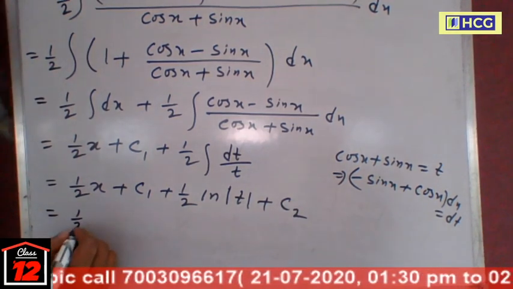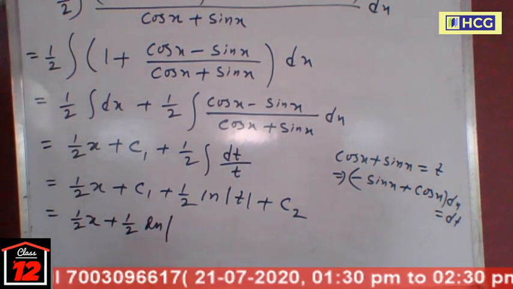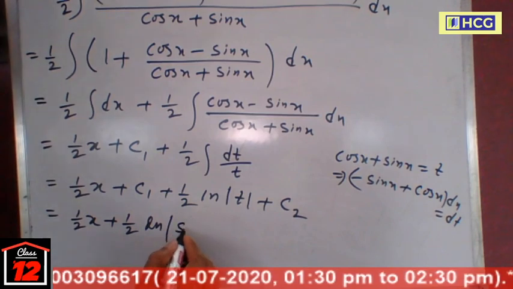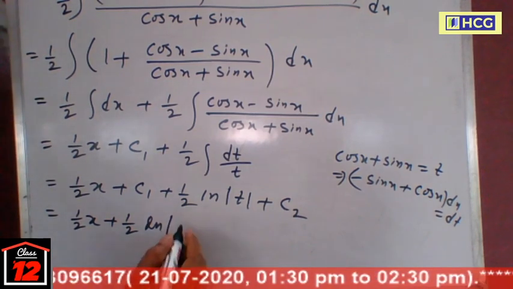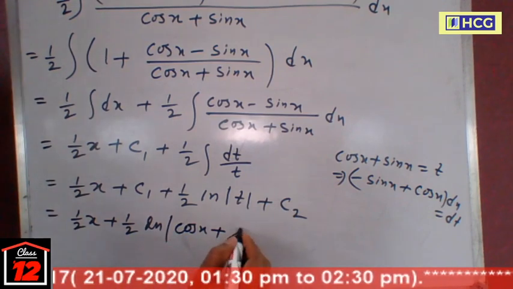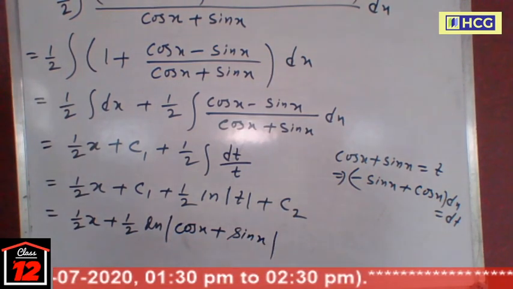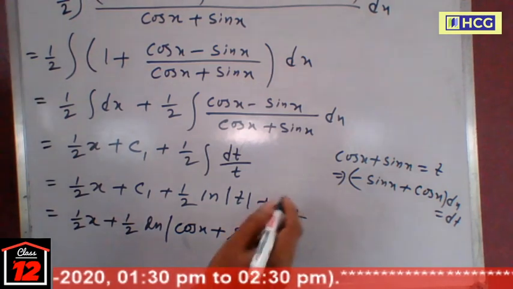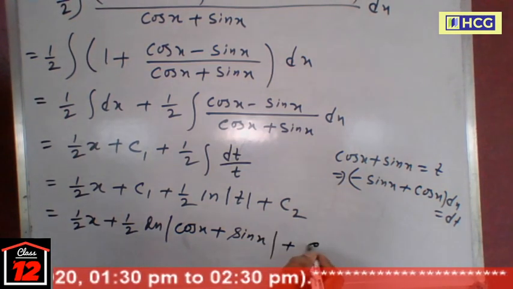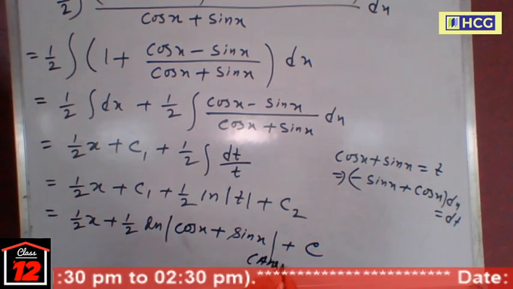So now this is half x plus half ln t, where t is cos x plus sin x, plus c1 plus c2. C1 plus c2 is another constant, so write c1 plus c2 equal to c. Now this is the answer.